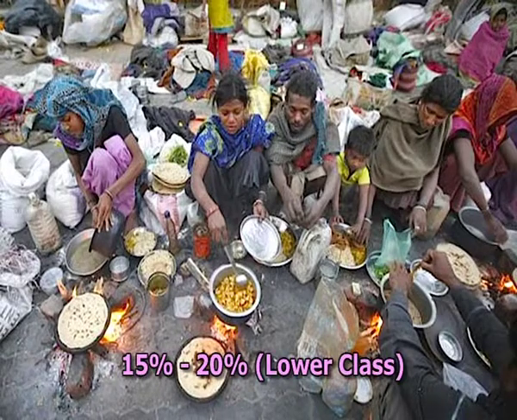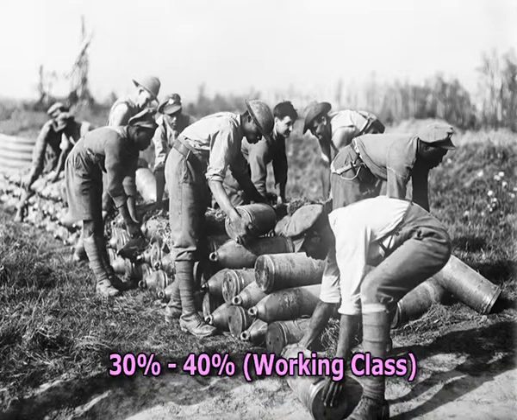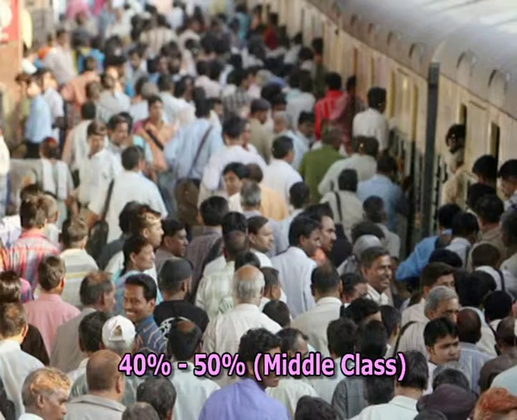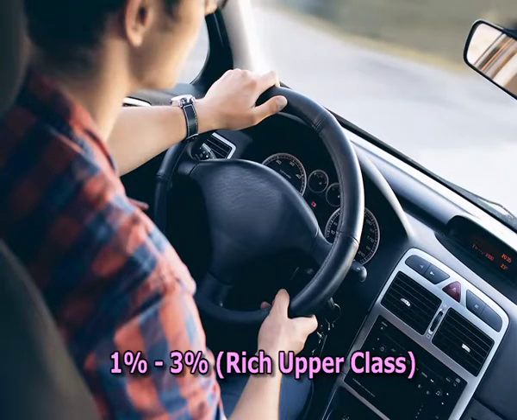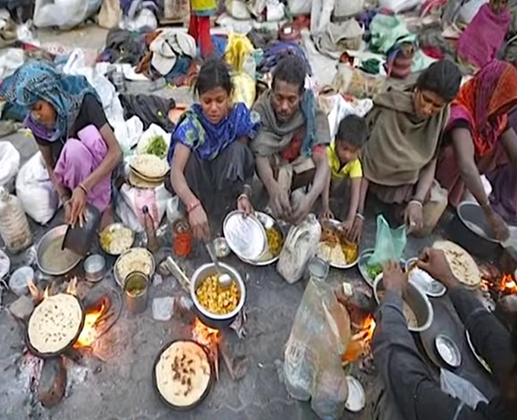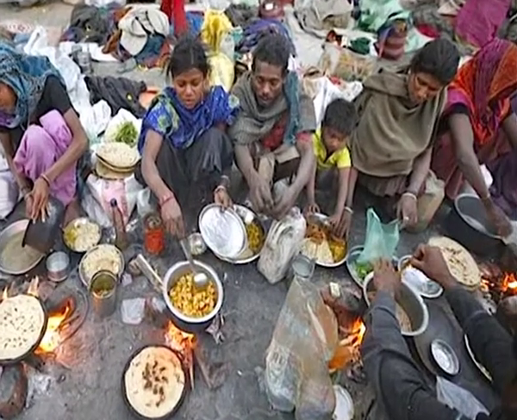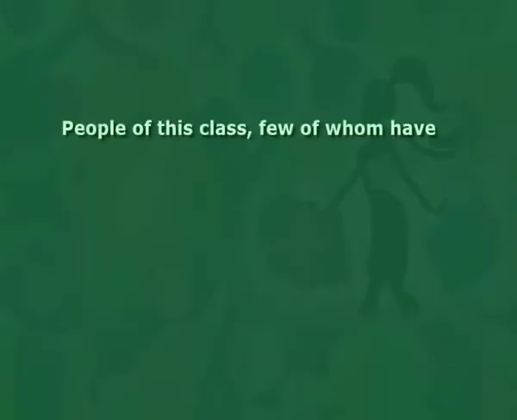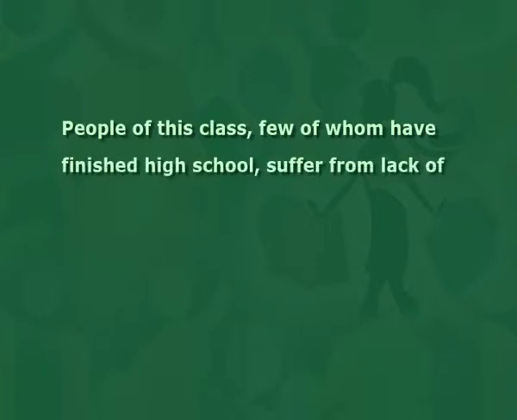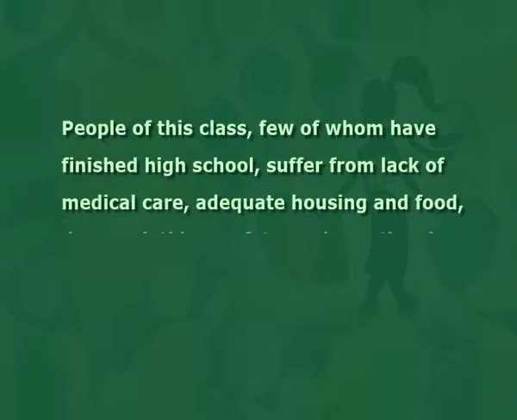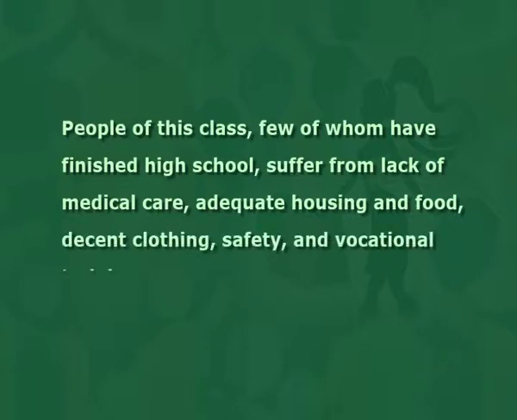Results from these three research methods suggest that in the United States today, approximately 15 to 20% are in the poor, lower class, 30 to 40% are in the working class, 40 to 50% are in the middle class, and 1 to 3% are in the rich upper class. The lower class is typified by poverty, homelessness and unemployment. People of this class, few of whom have finished high school, suffer from lack of medical care, adequate housing and food, decent clothing, safety and vocational training.